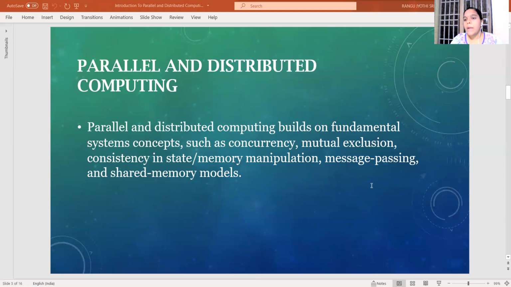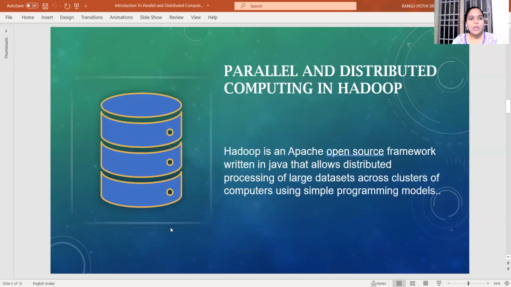Parallel and distributed computing occurs across many different topics in computer science, including algorithms, computer architecture, networks, and operating systems. Now let us see the original topic, that is parallel and distributed computing in Hadoop.